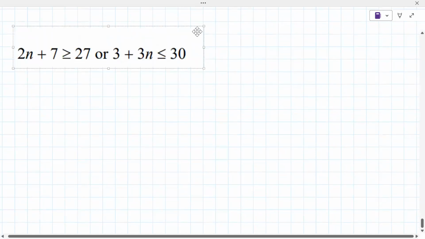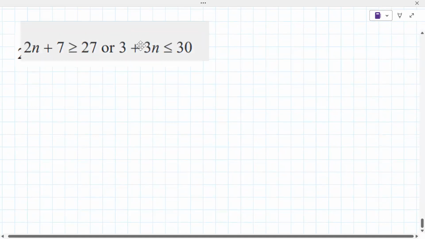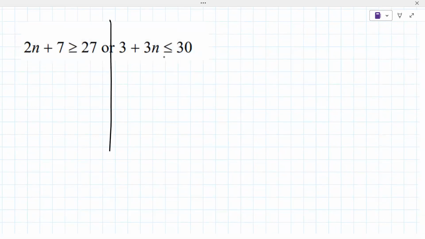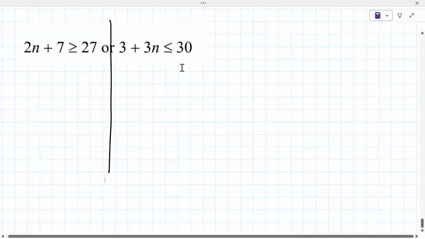Okay, so the way this works is you just treat them as if they're separate. So it's really just like two problems that you've already done. So go ahead and solve the one on the left, solve the one on the right, and let me know what you come up with.